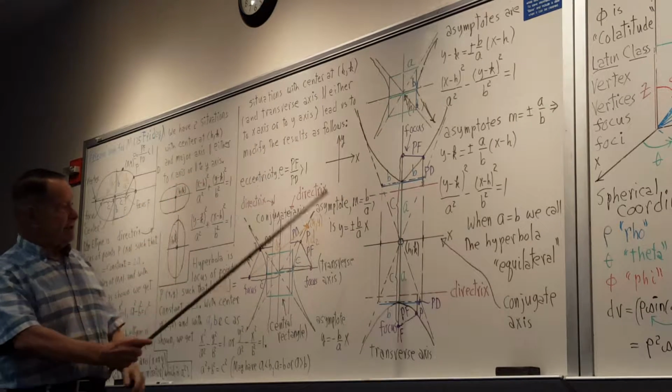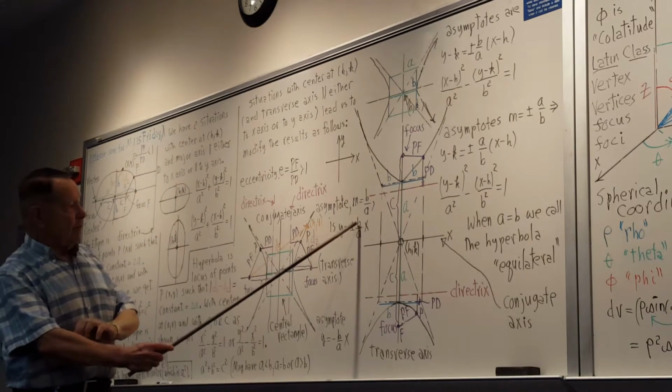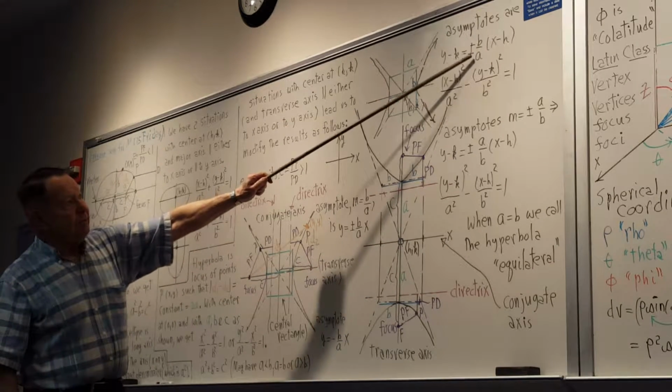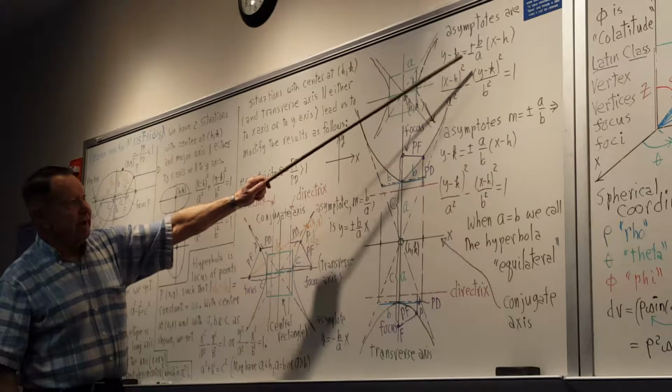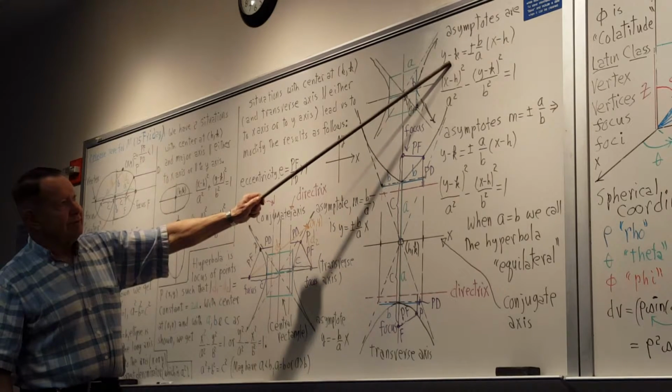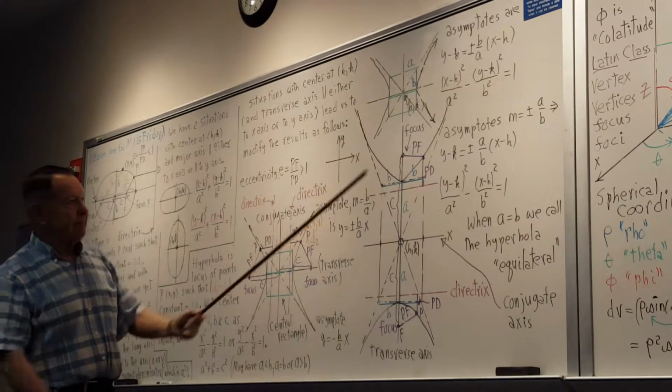So instead of just being B over A X, they're going to have slope plus or minus B over A, but the point here will be at HK, so their formula is going to look like this.